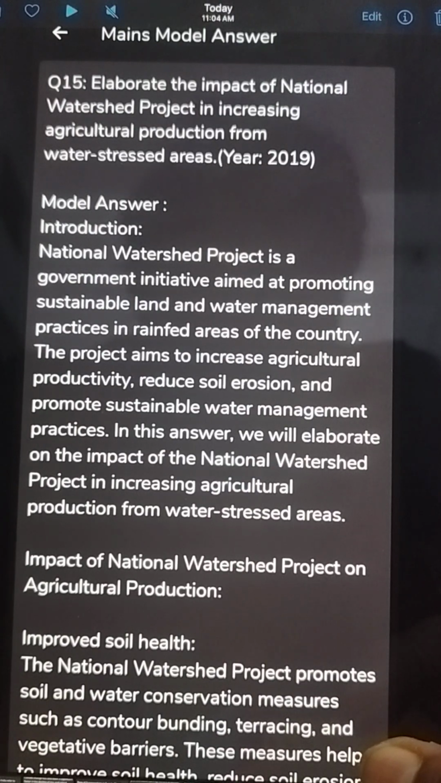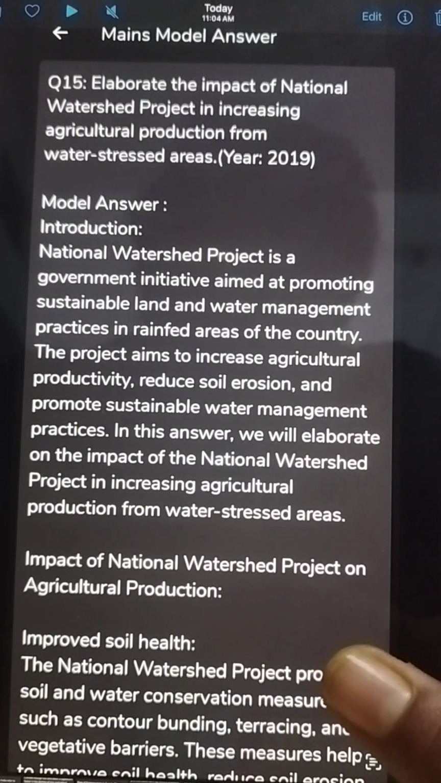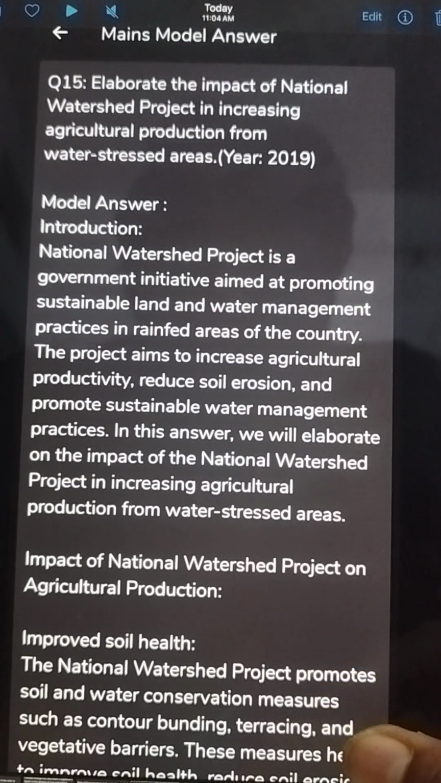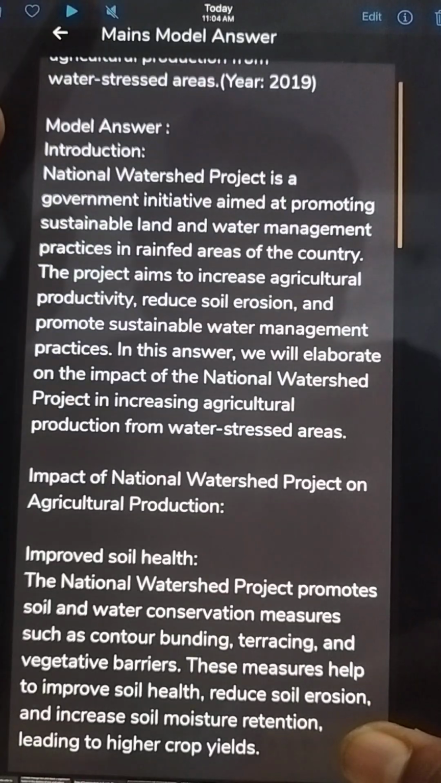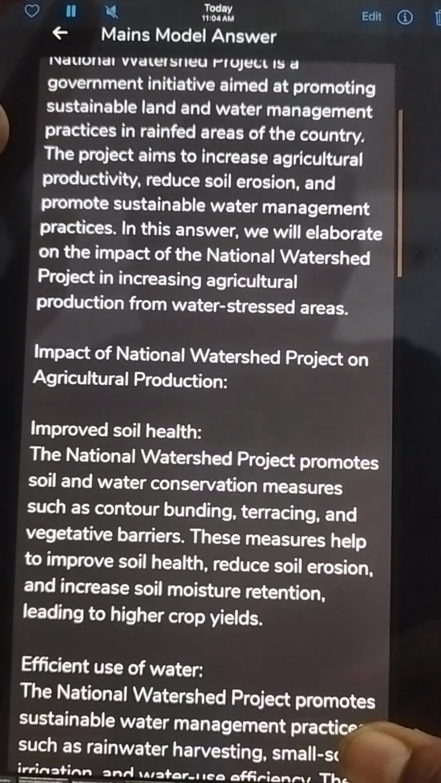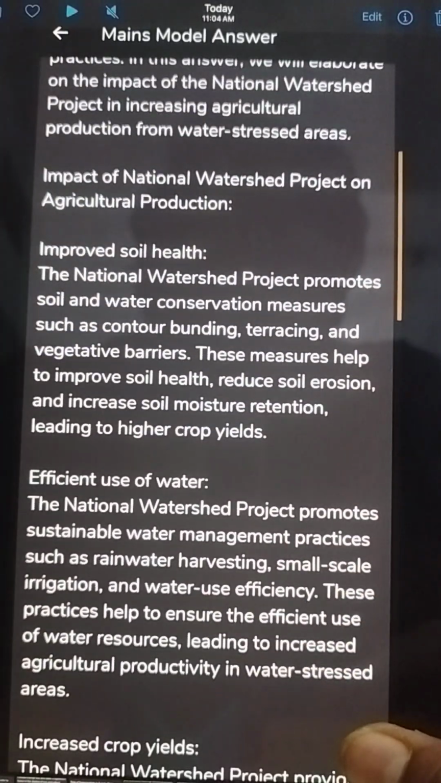In this answer, we will elaborate on the impact of the National Watershed Project in increasing agriculture production from the water-stressed areas. Impact of National Watershed Project on the agriculture production. First is improved soil health.